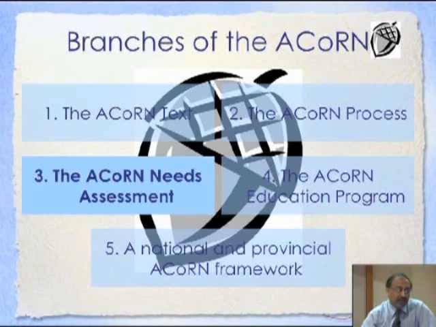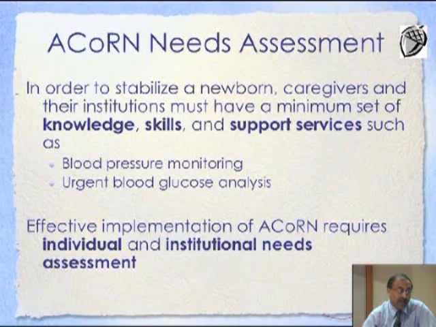The third branch of the ACORN constitutes the pre-course assessment. This would be of the institution and learners. This is vital for preparation for an ACORN course, ensuring that instructors structure the course to address specified needs. In this way, learners can ensure that the course provides them with the knowledge and skills they need to stabilize a baby, and institutions can ensure that they provide the support services needed to deliver that care.